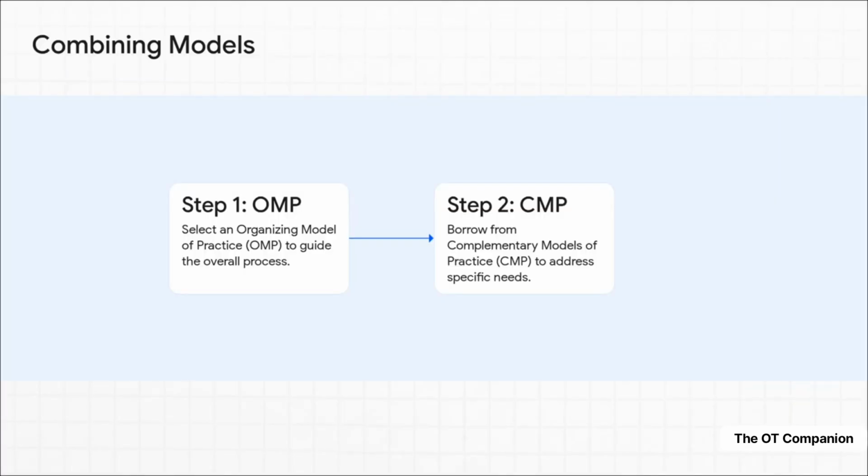And this isn't random. It's done very systematically. A therapist will usually pick one main framework to be their organizing model of practice. That's kind of their home base. Then they'll pull in specific ideas or tools from other complementary models as needed. So, for example, a therapist could use CMOP-E as their main guide to explore a client's search for purpose, but borrow tools from PEOP to do a really detailed analysis of their work environment.